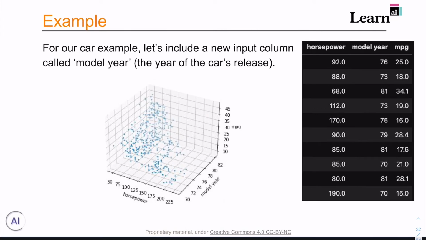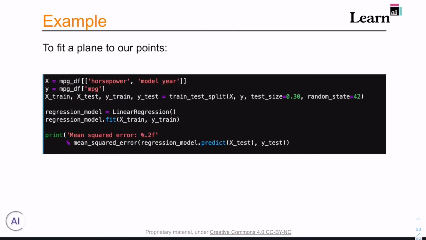So going to our example, say we're going to add a new input dimension of model year, so the year that the car was released. This is what the scatter plot looks like now, right? So we have points in 3 dimensions now. Remember, each row here corresponds to 1 point here. In sklearn to fit here, we're just going to have x. The difference here is x is going to have model year in it now rather than just horsepower.